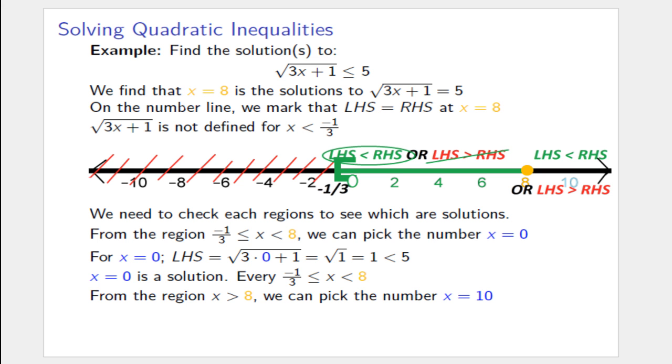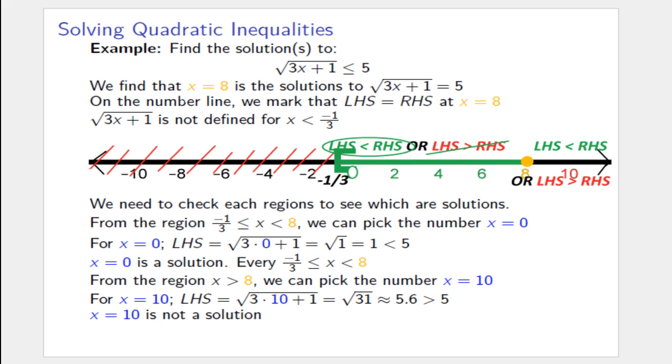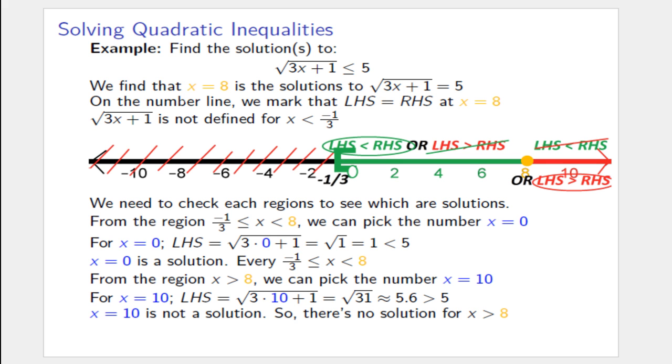For the region x bigger than 8, we can pick the number x equals 10. For x equals 10, the left-hand side is the square root of 3 times 10 plus 1, which is the square root of 31, which is approximately 5.6. This is bigger than 5, so x equals 10 is not a solution. And because x equals 10 is not a solution, every value of x bigger than 8 is not a solution as well.